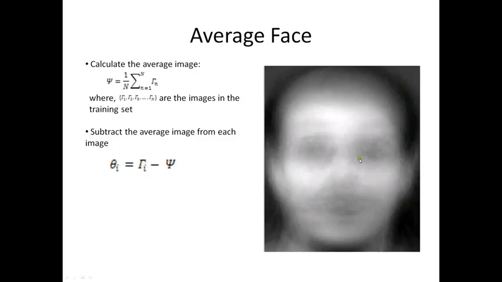And in my training set, this is what the average face looked like. And if you can see, it does have some details in it. You can see the head shape, you can see some hair, you can see ears, you can see eyes and nose and mouth. So it is interesting that the average face has all of these different attributes to it.